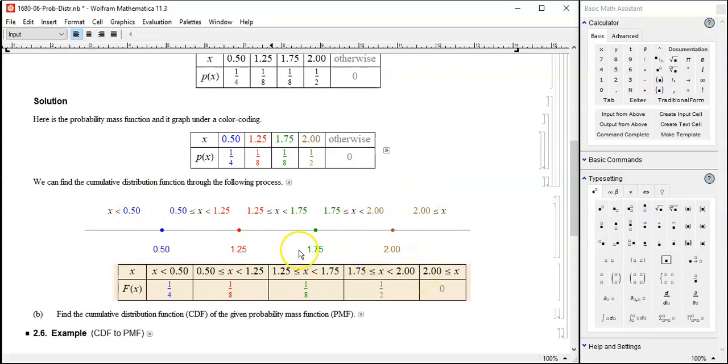This diagram here was just for explanation. Experienced students will go from here to there directly. We have 0.5, 1.25, 1.75, and 2.0. So less than 0.5 here, this one. And then between 0.5 and 1.25, between these two. Next, between 1.25 and 1.75, between red and green. And then between green and brown.